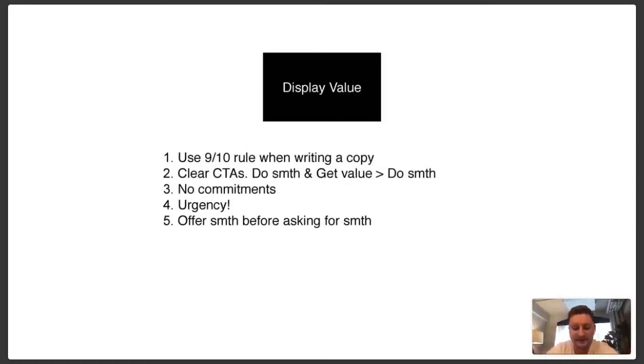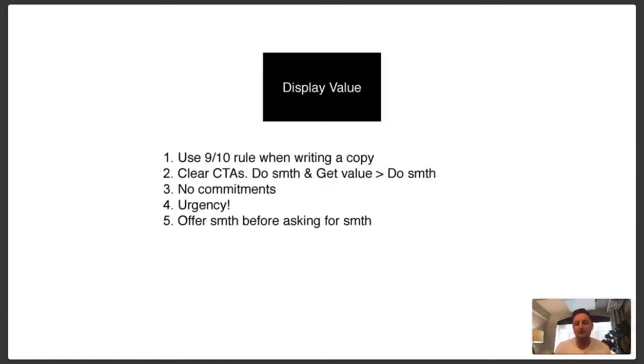Use clear CTAs. Just "sign up" works, but you might consider testing "sign up and get something". Sign up and get free access. Or, I don't know, proceed and get a gift. It shouldn't be super big CTAs, but if you're displaying a value in the CTA, not just pushing users to do something, usually it works better, and we are continuously testing it.